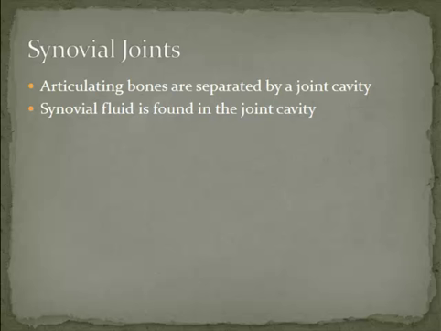So the synovial membrane is made of connective tissue, and it's found around joints, and it secretes a fluid, synovial fluid, that's going to go into that joint cavity. It keeps the joint from having friction and rubbing against each other so that our joints are able to move and they're not painful. So let's look at some synovial joints here.